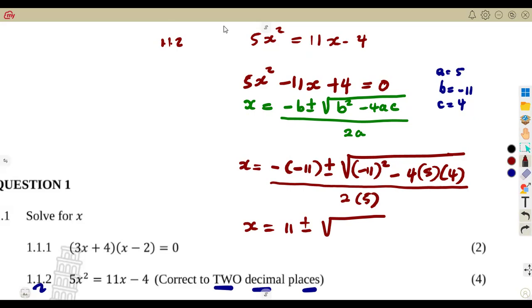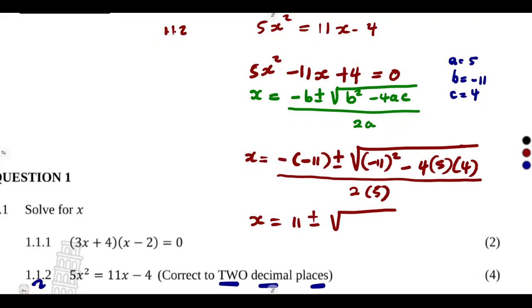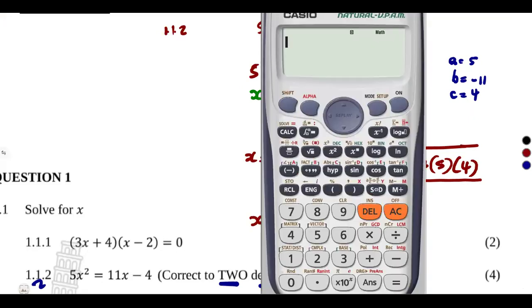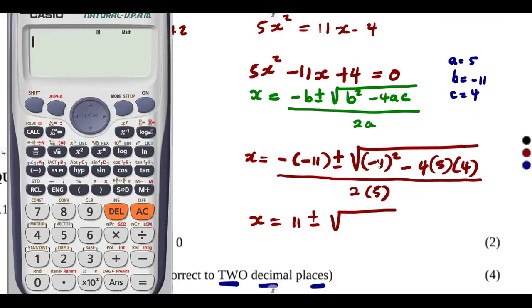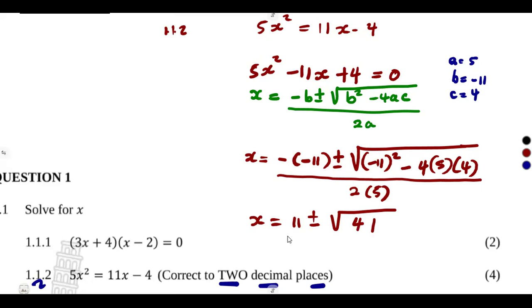All right, so for the numbers under the square root, we are going to need our calculator. All right, so let us try to simplify this. That's minus 11 squared. So open a bracket, minus 11 squared, minus 4 times 5. So this is minus 4 times 5 times 4, just like that. These are the numbers that are under the square root. So you're going to obtain a positive 41. So that's 41, everything over 2 times 5, which is 10.